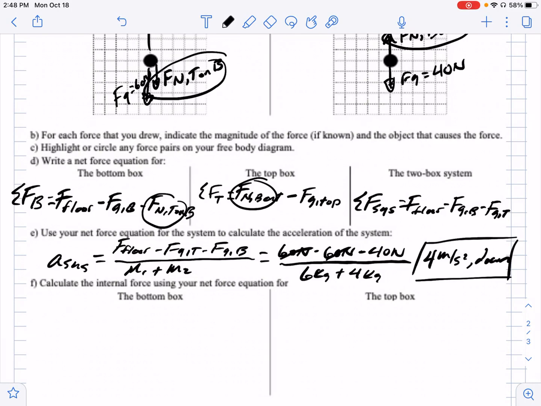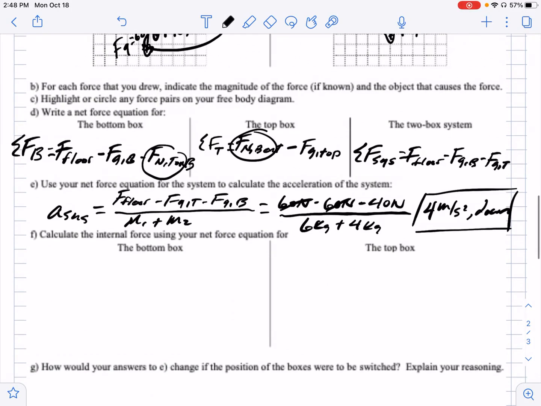Now that we have the acceleration of our system, we'll go back to our original net force equations, and we're going to solve for that internal force, that normal force between the two boxes. So we'll rewrite this: net force of the bottom box equals the force exerted from the floor on that bottom box minus the weight of the bottom box minus that internal force that we're solving for.